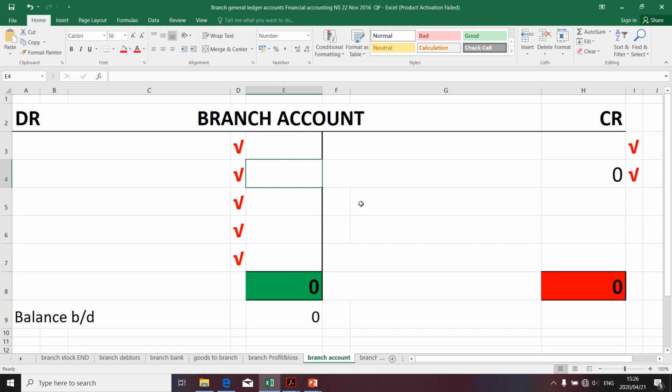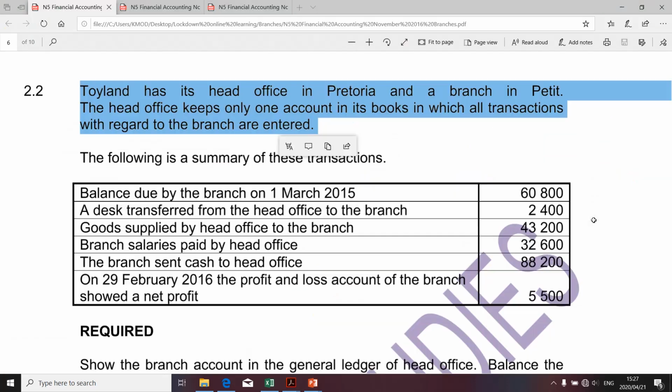Specifically for a branch account, if the head office sends any item, whether it's stock or any item that you can think of, to the branch, that transaction will be communicated by effecting a debit on the branch account. And if the head office receives anything from the branch, the transaction will be communicated by effecting a credit on the branch account. I hope I didn't confuse you. Let's quickly make these principles applicable by looking at the transactions.